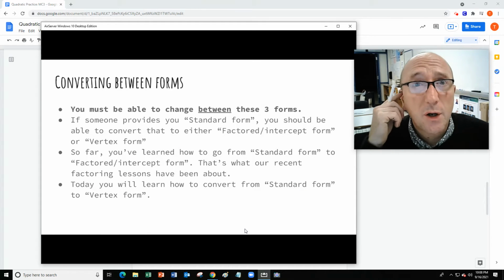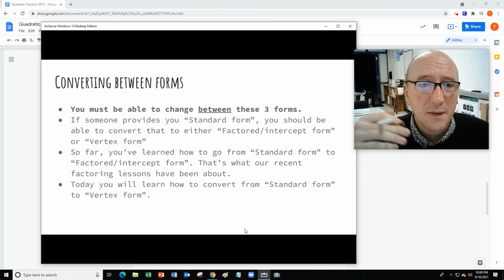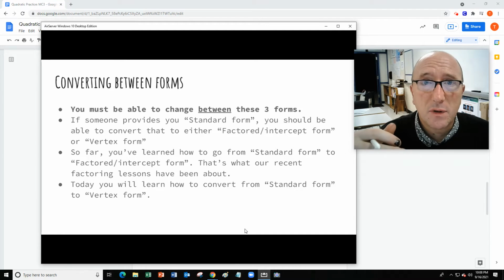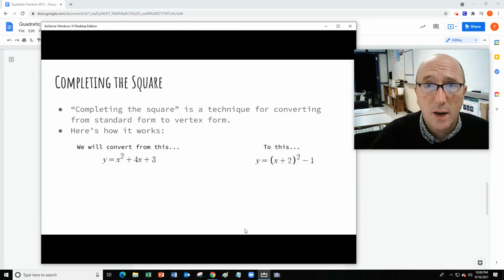So today, you're going to learn how to convert from the standard form to the vertex form. This technique is called completing the square. And I'm going to show you that technique right now. So please write this down in your notes so you can do this yourself for different parabolas.